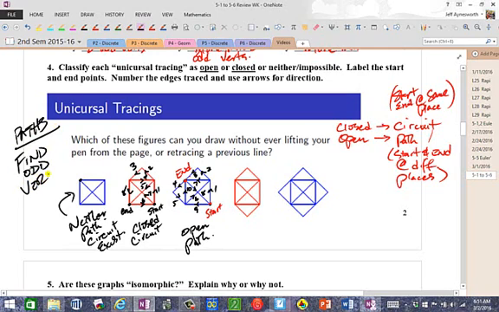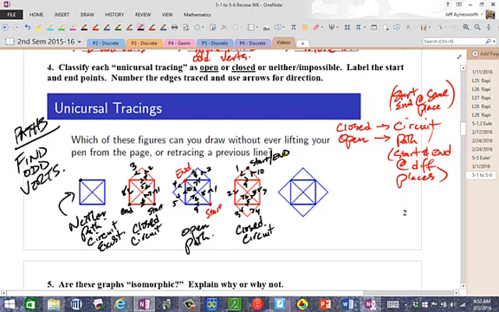So 2, 1, 2, 3, 4, 1, 2, 3, 4, 4. This one has a circuit. This one's going to be closed. It has a circuit. So I can start anywhere. So let's say if I start here, I go down 1, 2, 3, 4, 5, 6, 7, back up here at 8, 9, and then 10 here. Okay, so start and end at the same place. That was a fairly simple one.